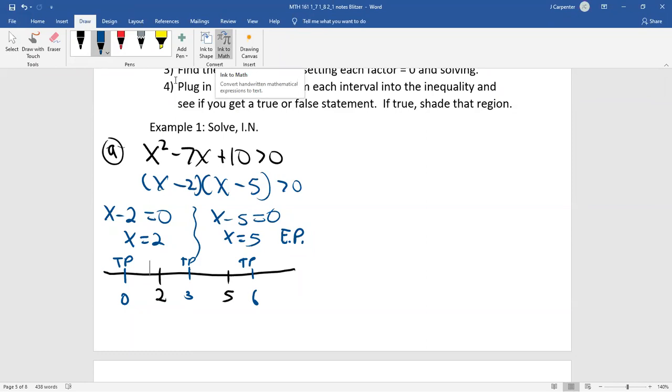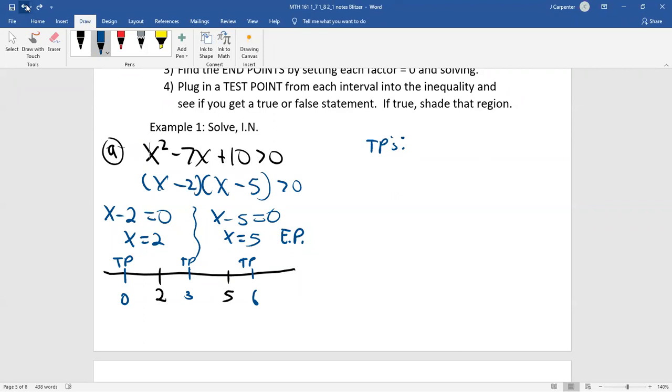So I'm going to plug in my test points. I'll show the work over here. For the 0, you can plug it into either this version, which is not factored, or this version, which is factored. It's up to you. I will do the first one for this problem, but moving forward, I won't do that anymore because I'm going to give you a trick to make your work go quicker.